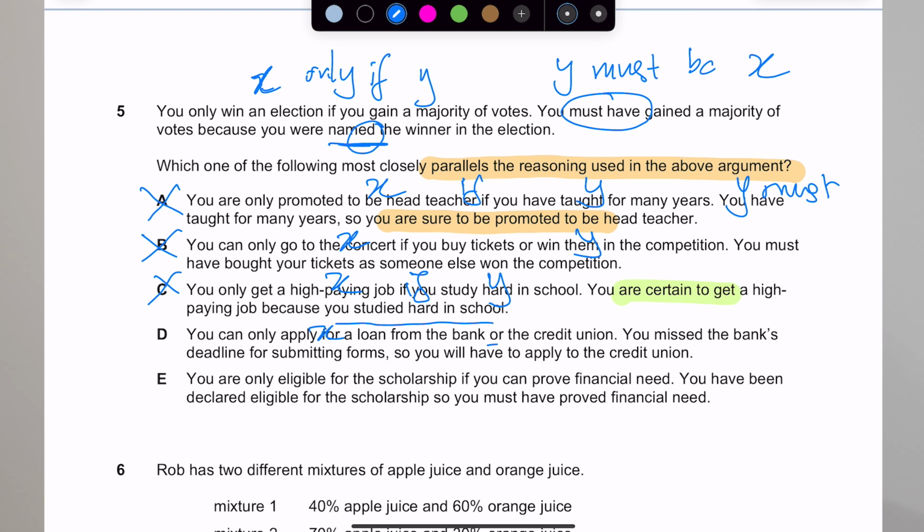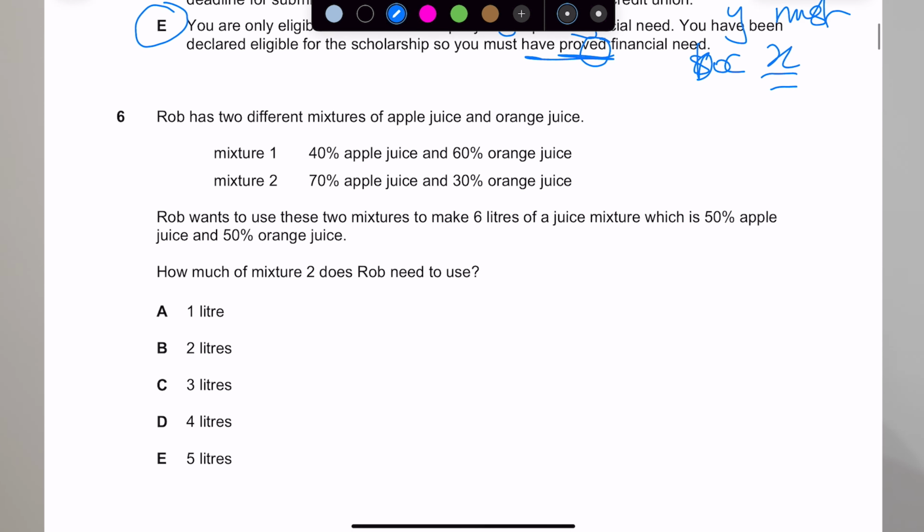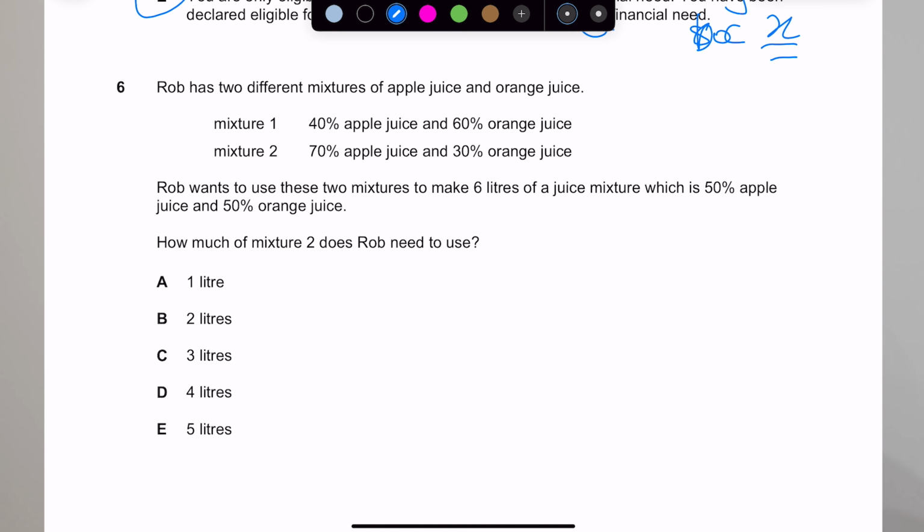You can only apply for a loan from the bank or the credit union. There's not even a condition here. So that's going to be wrong. You are only eligible for the scholarship if you prove financial need. If Y, you have been declared eligible for the scholarship, so you must have proved financial need. So you must have had Y because X has already happened, declared eligible, right? So that is great. That's wonderful. We're going to move on.